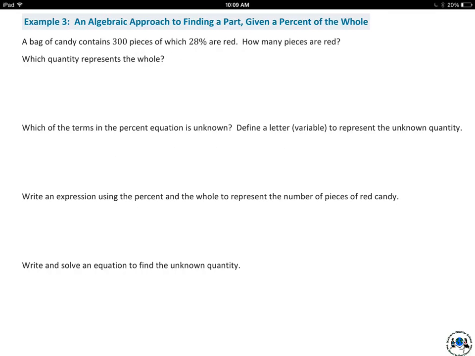Okay, so let's go ahead and look at this algebraically here. Example 3, we're going to talk about an algebraic approach to finding a part given a percent of the whole. In this case, this example right here, we could just do this together. A bag of candy contains 300 pieces, of which 28% are red. How many pieces are red? Again, we have our whole, we have our percent, and we're asked for the unknown part.